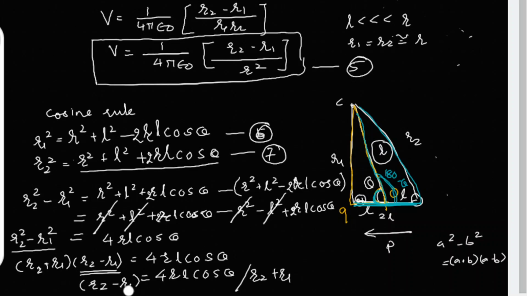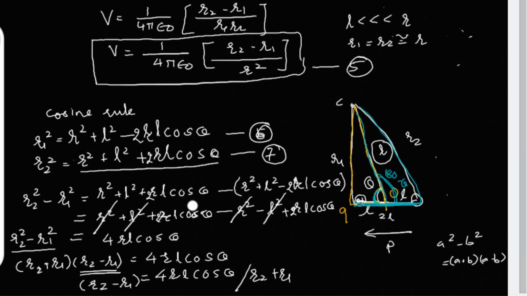Now from this again I'll go here and see what I should write. In the previous step, R2 minus R1 is equal to 4 R L cos theta divided by R2 plus R1. Same thing I'll repeat over here. So R2 minus R1 is equal to 4 R L cos theta divided by R2 plus R1.